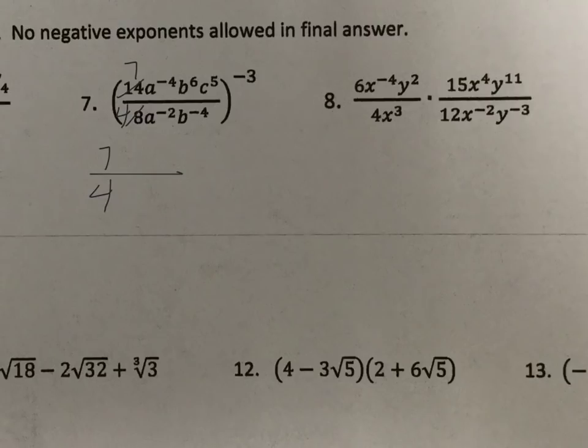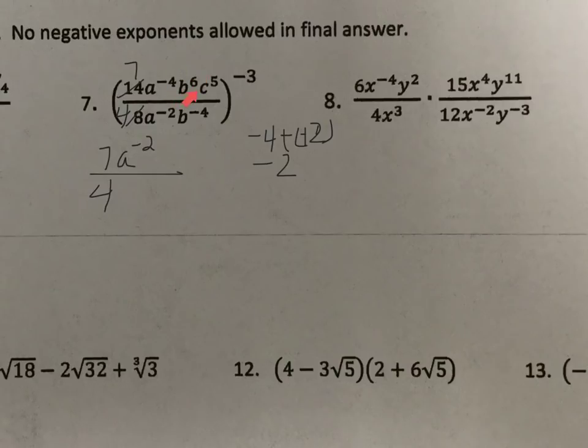Now, a to the negative 4th power divided by a to the negative 2, I subtract my exponents. So negative 4 minus negative 2, I'm going to change that to plus a positive, so I get negative 2. A to the negative 2 power. Now I know we don't want negatives in our answers, but we'll get there. Hold on. B to the 6th.